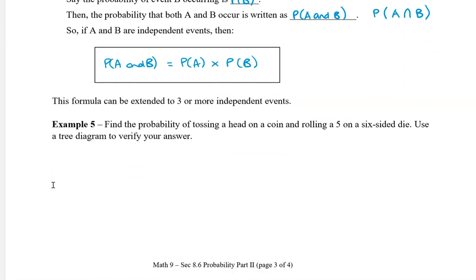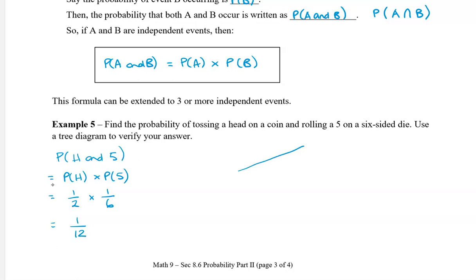So let me show you with an example. So find the probability of tossing a head on a coin and rolling a 5 on a 6-sided die. So we're going to use a tree diagram to verify our answer. So according to our formula, the probability of a head on a coin and getting 5 on a 6-sided die is equal to the probability of head times the probability of getting a 5. So probability of getting a head on a coin is a half, and then probability of getting a 5 on a 6-sided die is 1/6. So that's going to give us 1/12.